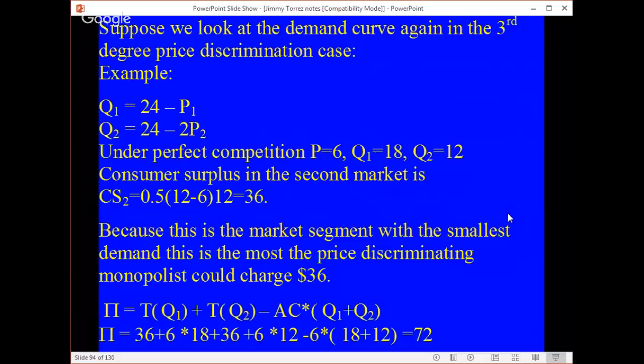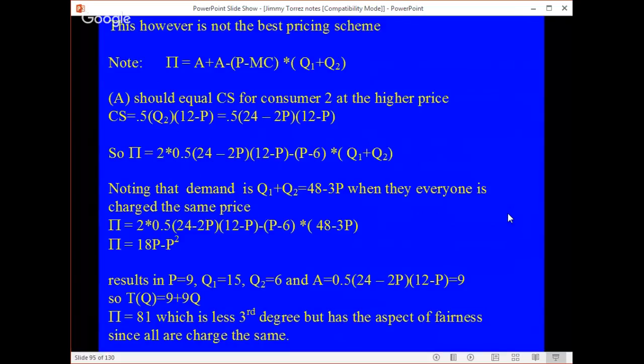Now, this isn't as good as my third-degree price discrimination that I had before. Part of the reason is that I can't separate them out like I did, and I've got to charge that cover. And in this case, I'm charging the cover equal to the consumer surplus of the most elastic group. Okay.